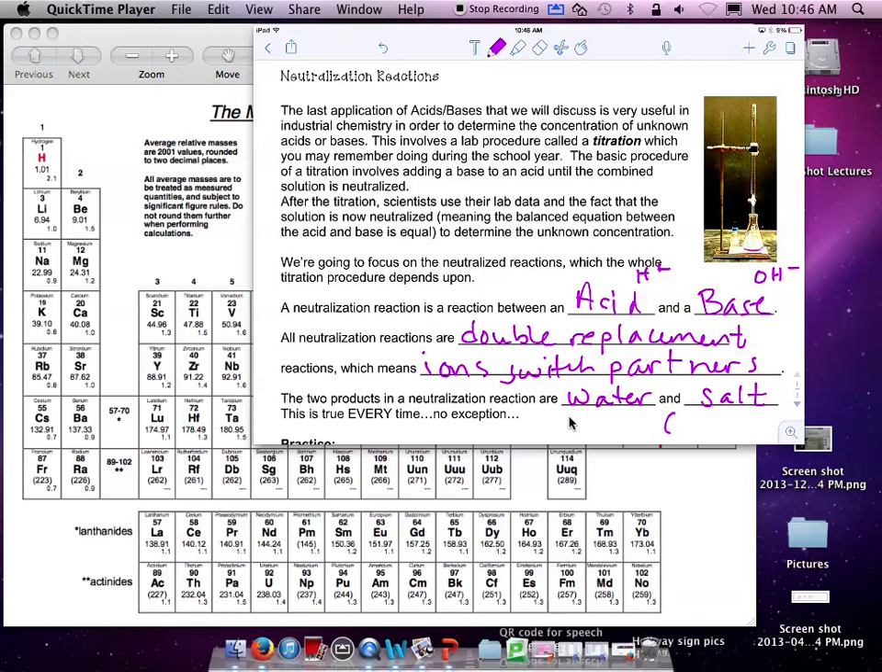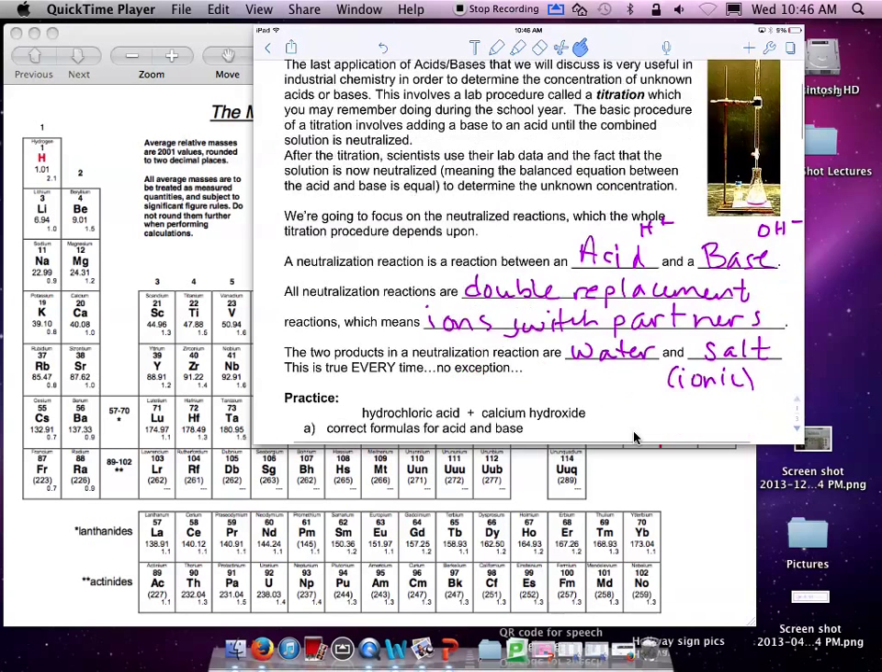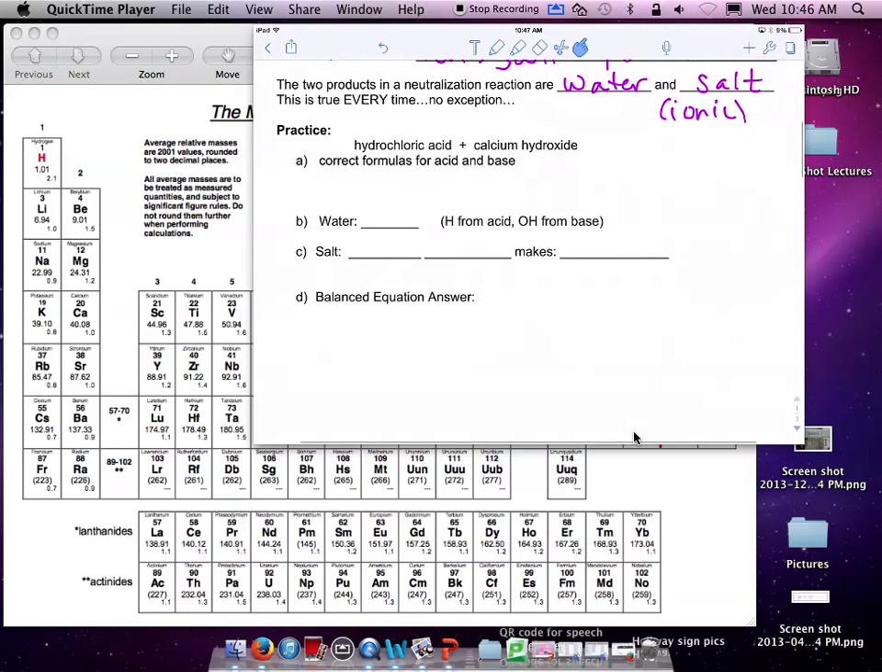And by salt, I really just mean an ionic compound. I don't mean NaCl every single time. I mean some type of ionic compound where there's a plus and a minus balancing each other out. That's it. That's what neutralization reactions are. So let's go ahead and practice. We'll do one together and then you'll practice some on your own.